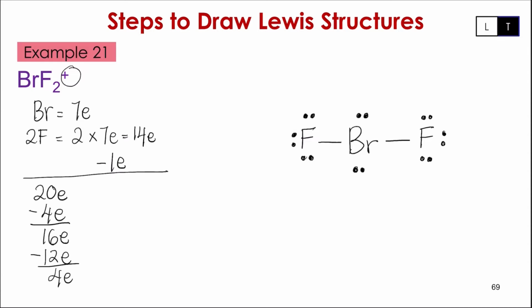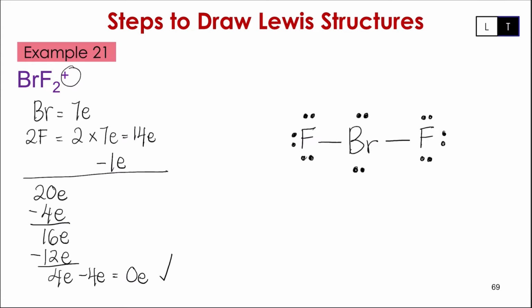Kenapa saya tak letak 4 terus? Sebab we talk about lone pair. Lone pair, pair maksudnya 2. So kita akan separate lah. 4 bahagi 2, kita ada 2 each of them. So saya letak atas bawah dekat bahagian bromine. So 4 minus 4 elektron kita baki kosong. So here is good. Calculation dah betul.